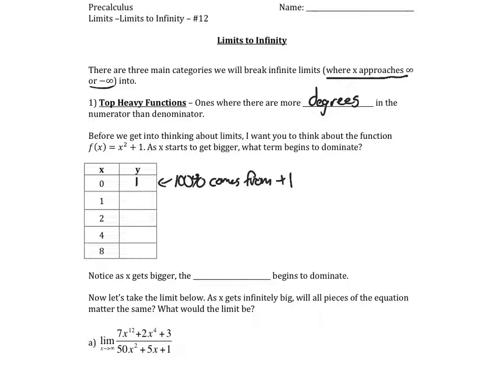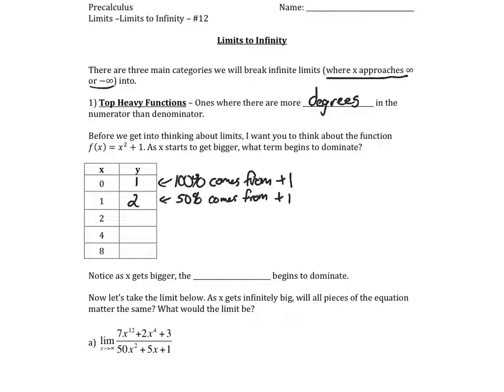But when I plug in 1, I get 1 squared plus 1. I get an answer of 2. Now in this case, only 50% of my answer came from the plus 1. One of those two came from the x squared term, and 1 came from the plus 1 at the end. So notice that 1 didn't have quite as big of an impact. It still had a big impact, but not as much as when x was 0.